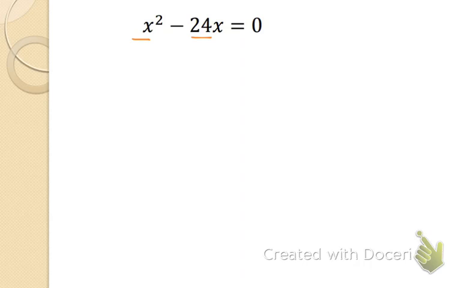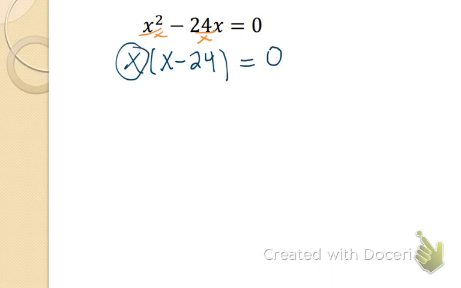Looking at both terms, the GCF would be x. So they have an x in common. That means we can factor out an x. In other words, we can divide by x on both. So we get x minus 24 after we divide, and this is equal to 0. So what we do next is we set each individual equal to 0. So x is 0, and x minus 24 is 0.